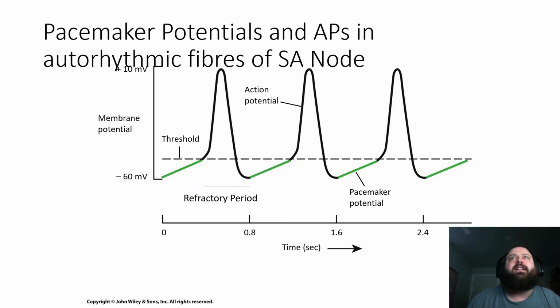That's your pacemaker potential. So basically, if you look at this graph here, the combination of the refractory time and the action potential, on average, corresponds to about 0.8 seconds. So that's a 0.8 second time that your heart has to contract. And this corresponds to about 40 to 60 beats a minute, which is considered a pretty average heart rate.